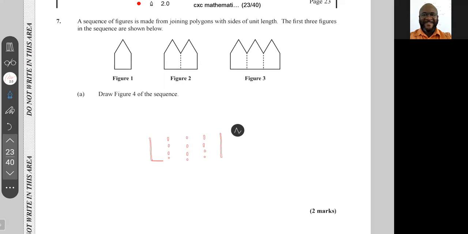All right, so this is the bottom. All right, so I'm guessing the fourth figure in the sequence would look something like that. I guess you could make a special effort to draw the thing to scale, taking measurements and making an effort to draw something decent. But I won't do that right now. So that's 2 marks.